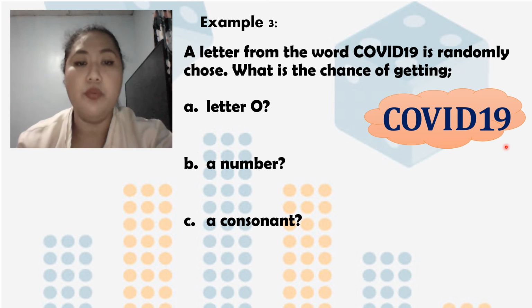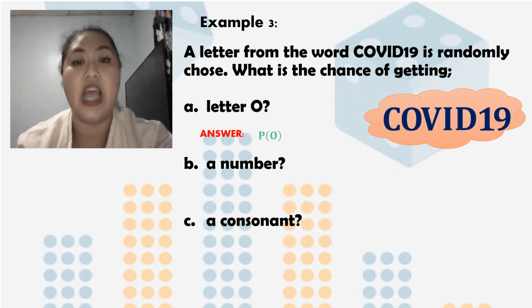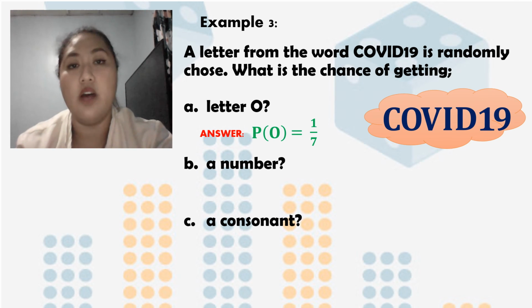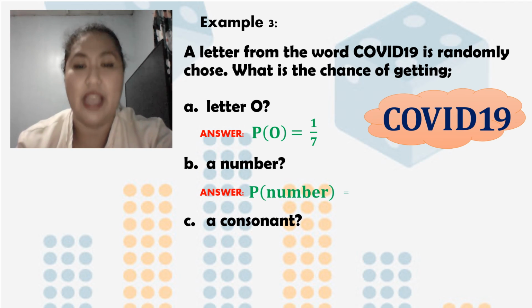So, punta tayo kay letter A. So, what is the probability or the chance of getting letter O? Okay, so again, ayan, ayun, tumalon na si letter O. So, nag-iisa lang siya. Therefore, ang chance lang ay 1 out of 7. Okay? Next, letter B tayo, a number. So, again, tignan nyo lang yung number sa COVID-19. We have number 1 and number 9. So, ang favorable outcomes natin dyan ay dalawa. Number 1 at si number 9. Therefore, we have 2 over 7.